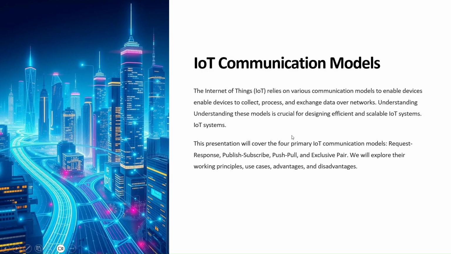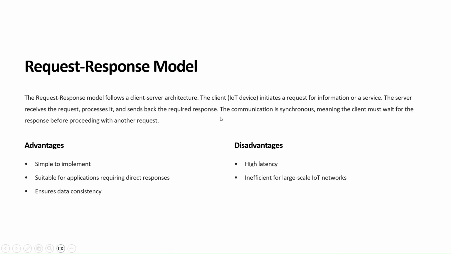This presentation will cover four primary IoT communication models, which are request response, publish subscriber, push pull, and exclusive pair communication. First one is request response model.